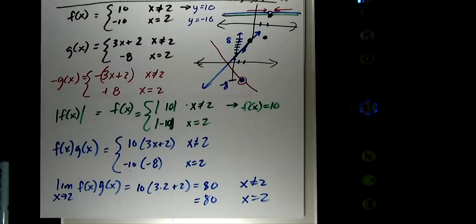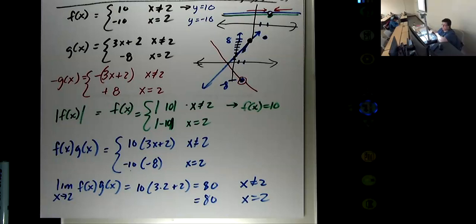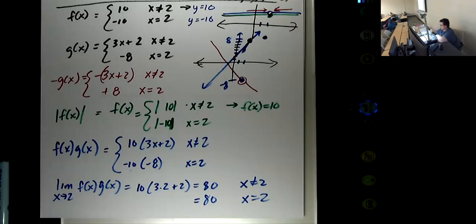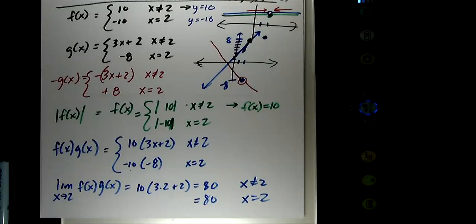For the one part, how'd you get f of x equals 10 and negative 10, and then the 3x plus 2 and negative 8? I made them up. You asked for a problem that was similar, so I just made them up. Okay, that's what it was then. All right. Yeah, I got it now.